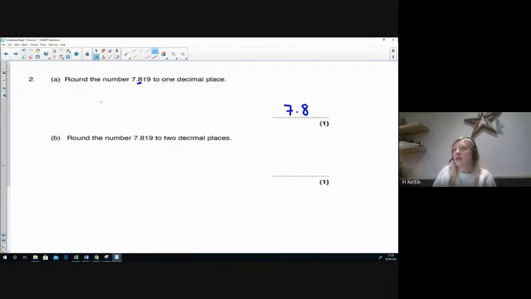In this case, the next number was a 1, and that's why it stayed as an 8. For the second part of this question, we're rounding the number to 2 decimal places. So I want this one, and I want this one, and I want to end it there. And again, we always check the next number. It's a 9, and that's going to round up. So my 1 is not going to stay a 1, it's going to go up to a 2. So 7.82 would be your answer to that one. So you're always checking the next number to see what happens to the one in front.